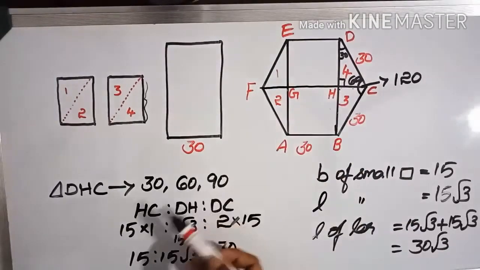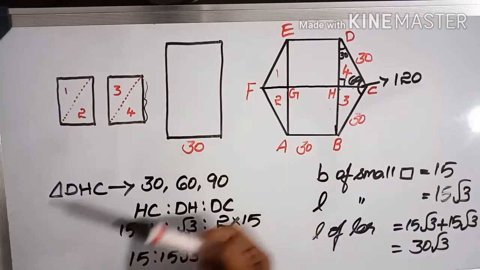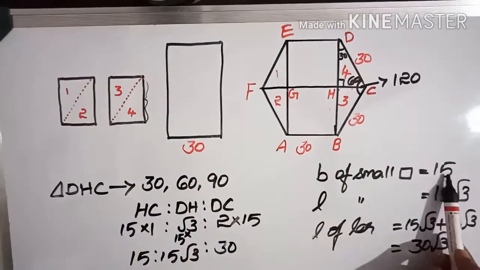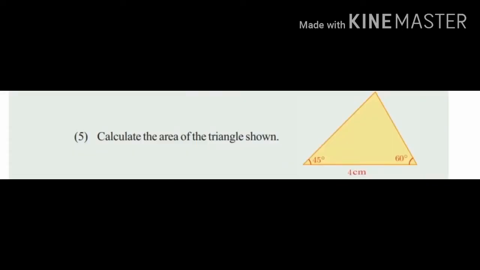So the breadth we already wrote. The breadth of the larger rectangle is 30, and the length is 30 root 3. Then the breadth of the small rectangle is 15 and the length is 15 root 3. This is the answer. Next is question number 5.